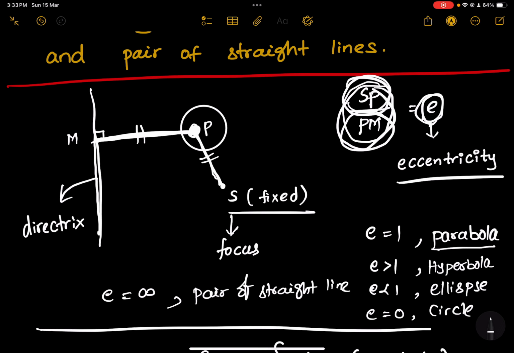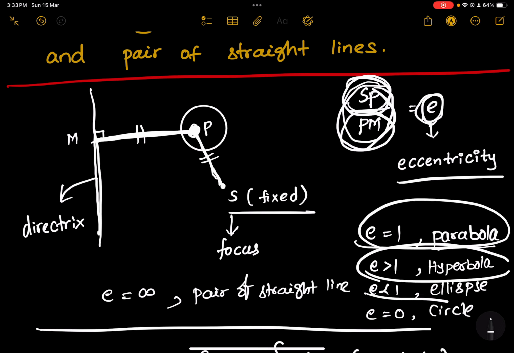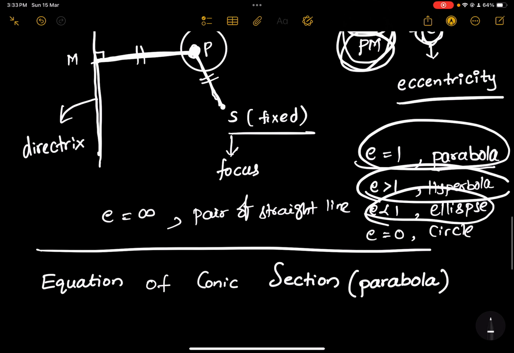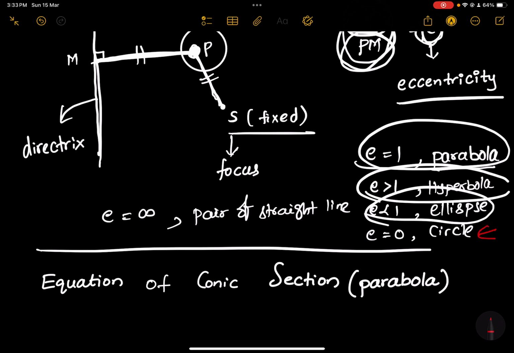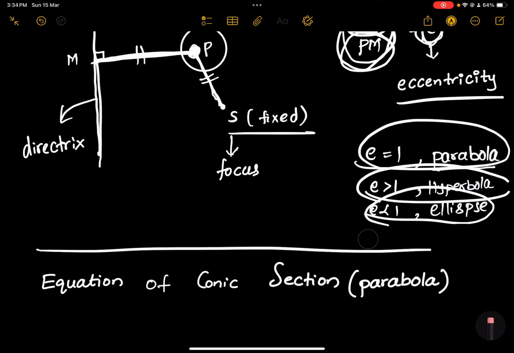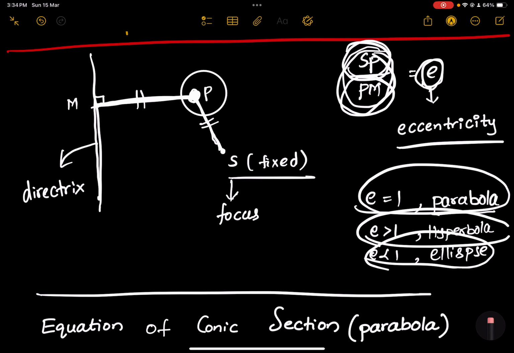All right, so these three are pretty straightforward, but proving that the eccentricity of a circle is 0 and the eccentricity is infinite for a pair of straight lines needs a little critical thinking. I'll explain it in some other video if you guys want to understand, but for now you know that the eccentricity of a parabola is equal to 1. So now we understood the definition of a parabola in terms of the locus of a point.